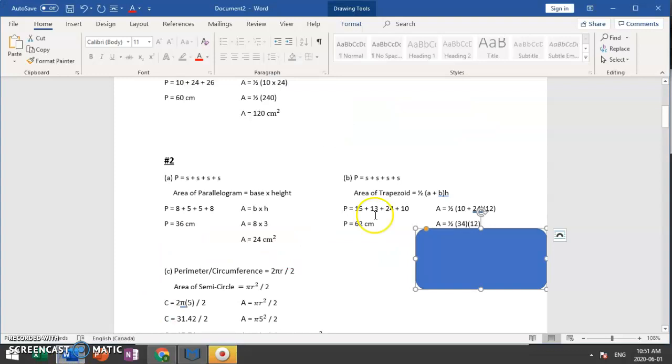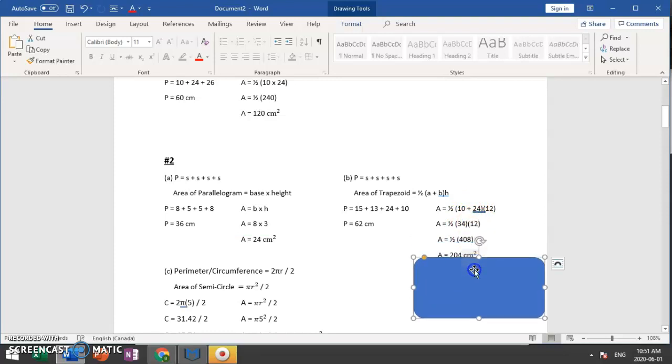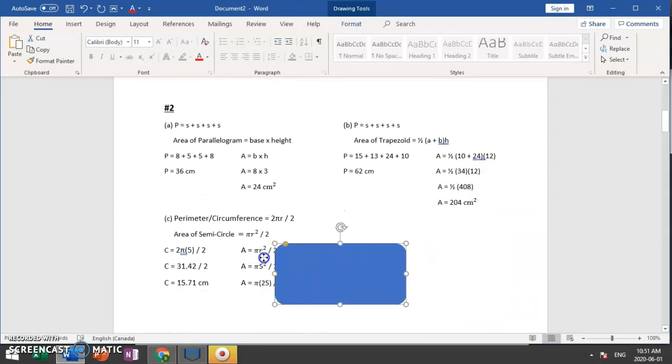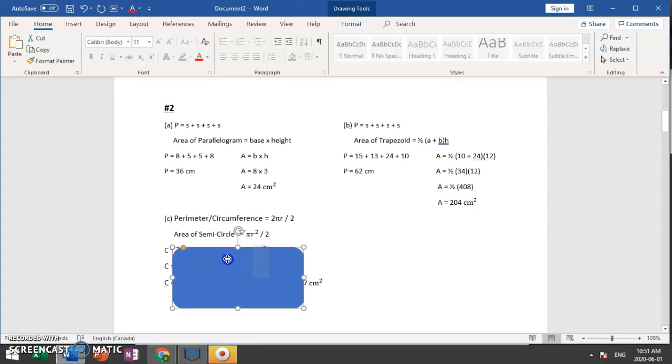We're going to plug those numbers in. 10 plus 24 times 12, that's 34 times 12, 408. Take half of that, 204 centimeters squared. That would be the area. Pretty simple. This last one, we have a semicircle.